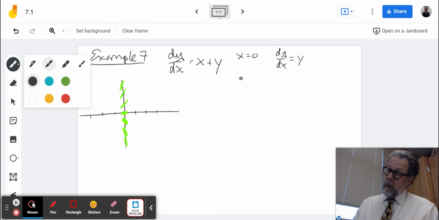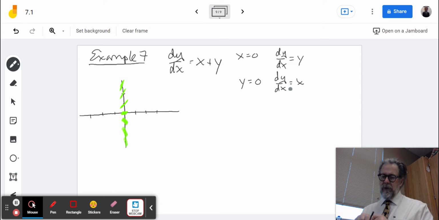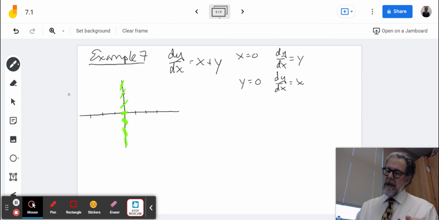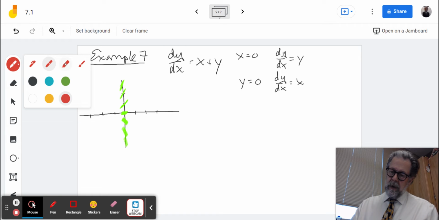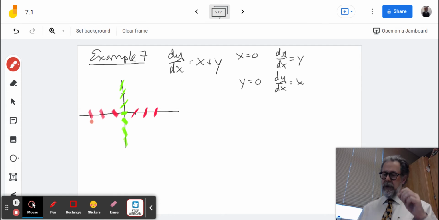What happens when y is equal to 0? Well, the derivative of my function is equal to the value of x. So, once again, we will say that here the slope must be 1, the slope must be 2, the slope must be 3, the slope is -1, the slope is -2, the slope is -3.